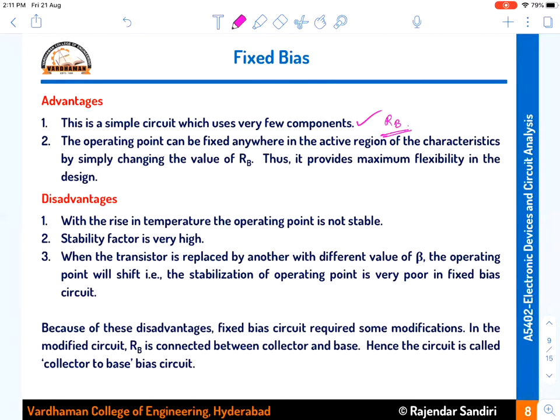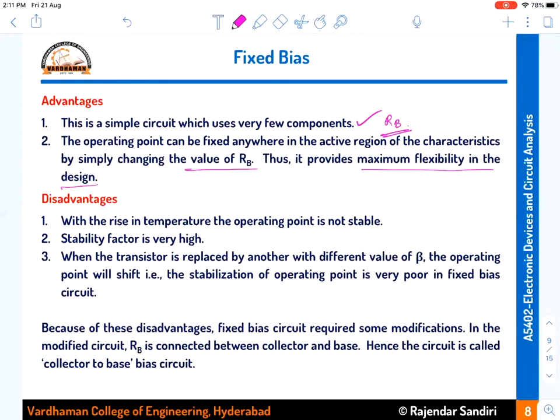The operating point can be fixed anywhere in the active region of the characteristics by simply changing the value of RB. Thus, it provides the maximum flexibility in the design. That means the operating point depends on only one value. If you choose that one value RB suitably, then the operating point can be easily fixed in the active region.